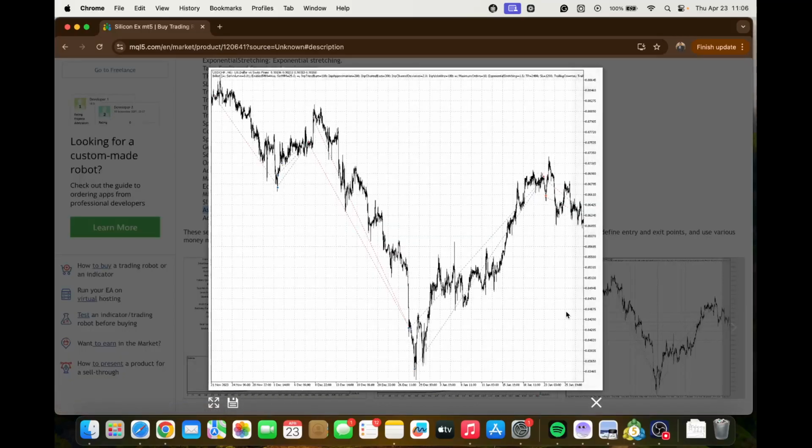And here is an image of the bot in live action. You can see how it works. It basically holds trades for days. As you can see, it can hold trades for a couple of days. I mean, we have some trades being held for a week even from this image.